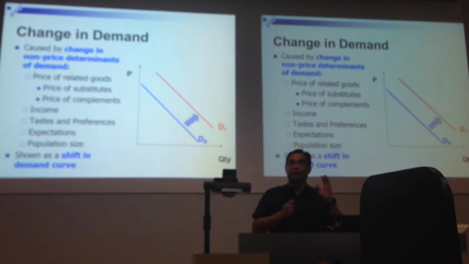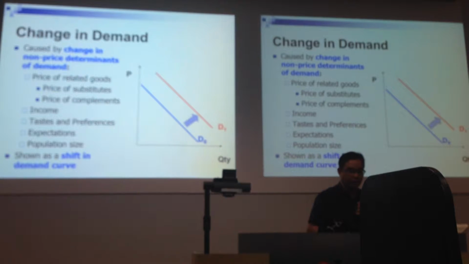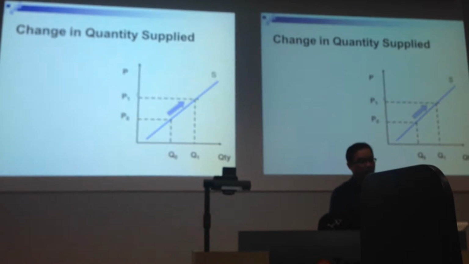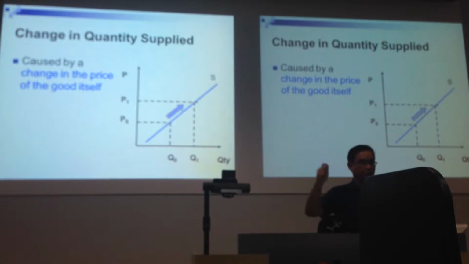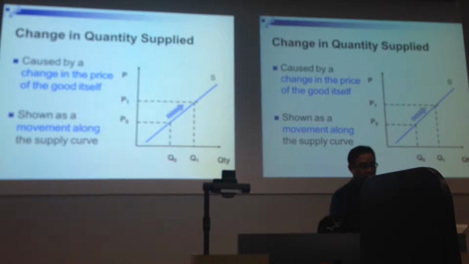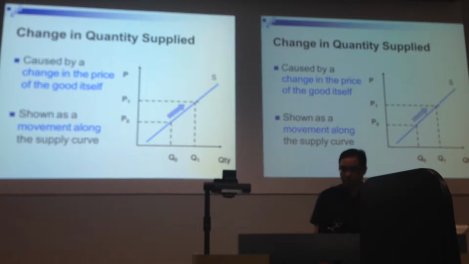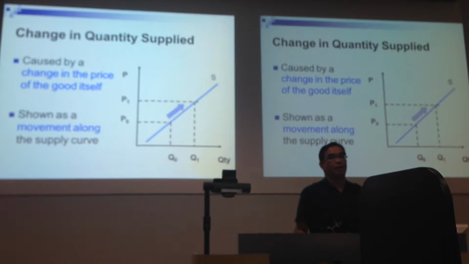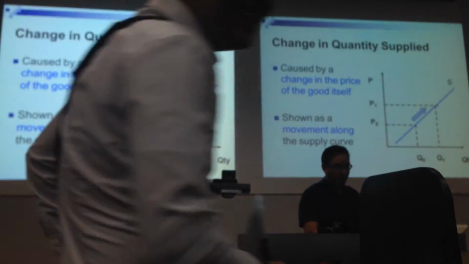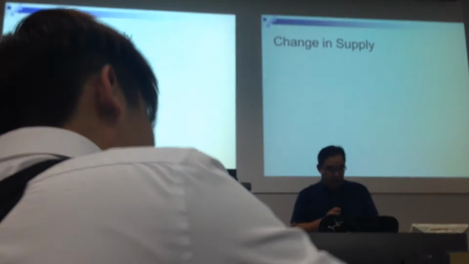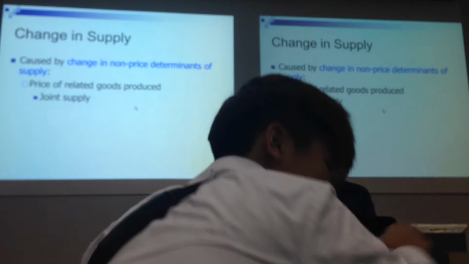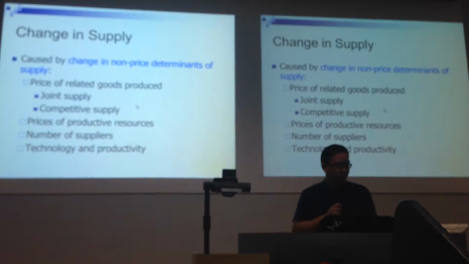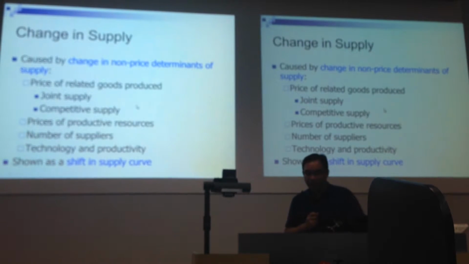Okay, and these two concepts also apply to the supply curve as well, right? So if we look at the supply curve, we can distinguish between a change in the quantity supplied, which is caused by a change in the price of the good, and it's shown as a movement along the supply curve. And a change in supply is caused by changes in the non-price determinants of supply, and is reflected as a shift of the supply curve.